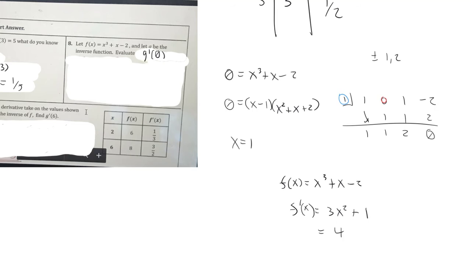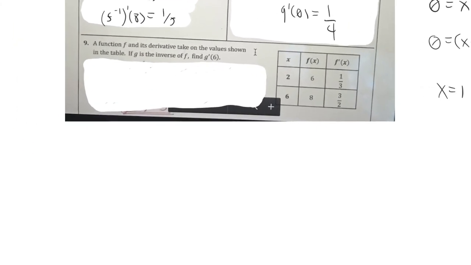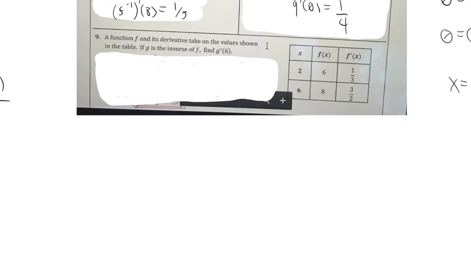So ultimately the answer to this, g prime of 0, is 1 over 4. All right, hopefully we can make sense out of this thing. Let's see. A function f and its derivative taken on the values shown. G is the inverse of f, find g prime.